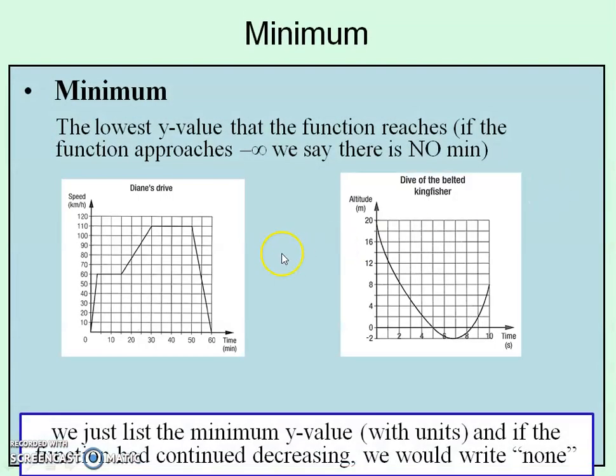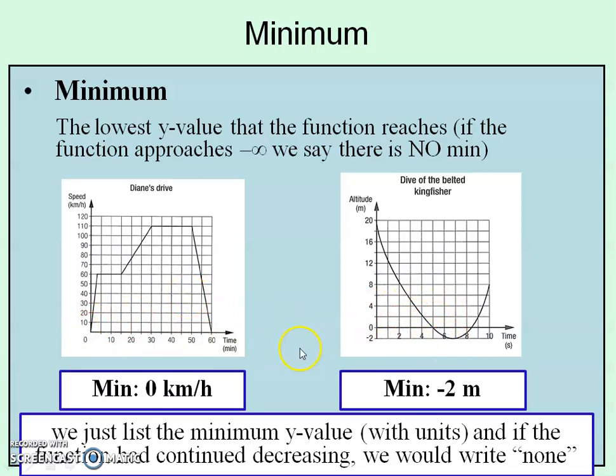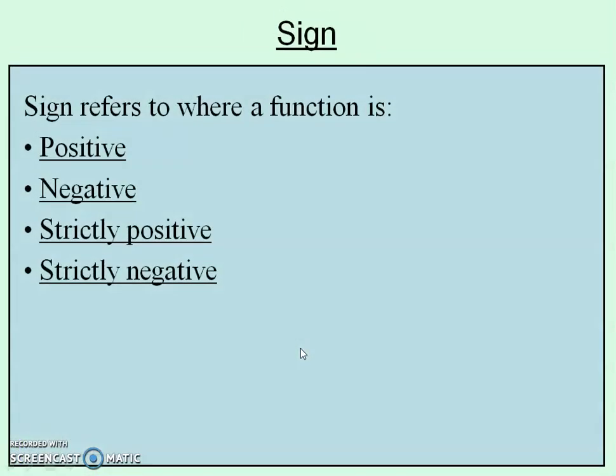And minimum is the same idea. It's the lowest possible y value. This one has a minimum of -2. It's the lowest y value. This one, 0. And if it went down to negative infinity, you would write that there's none.